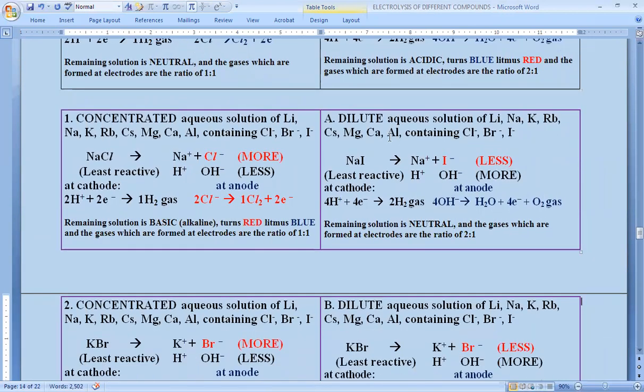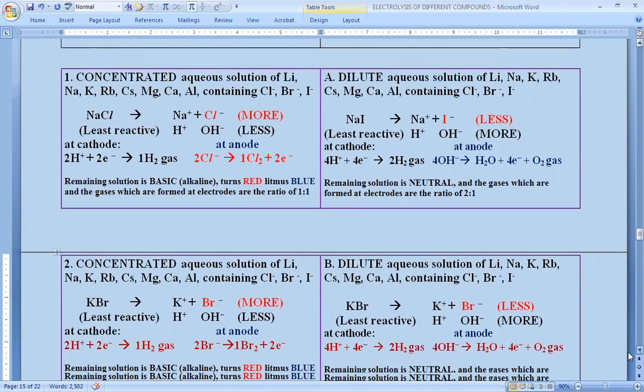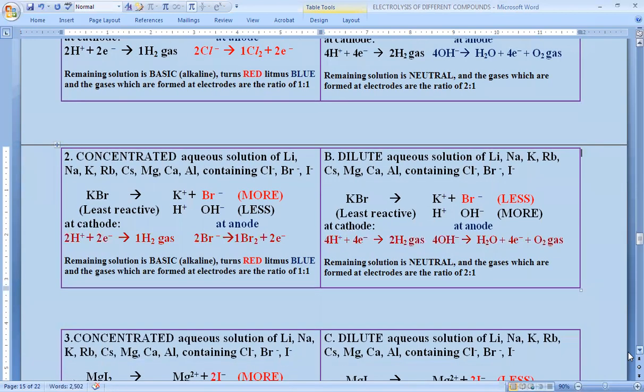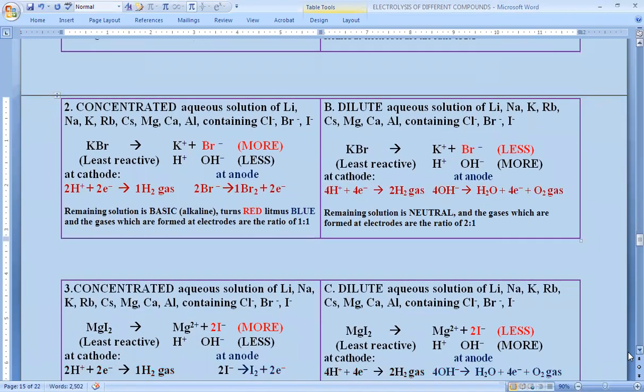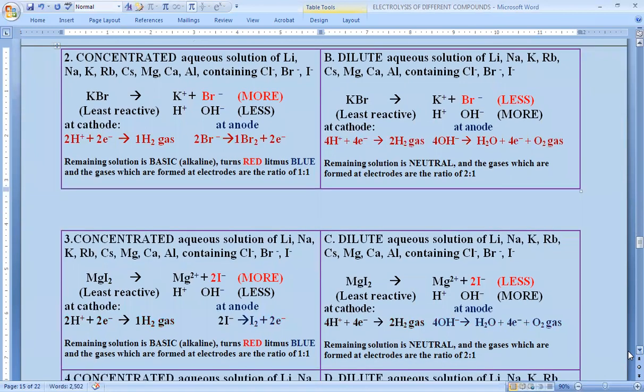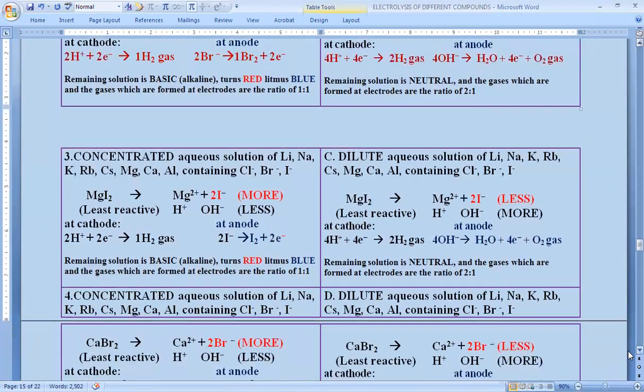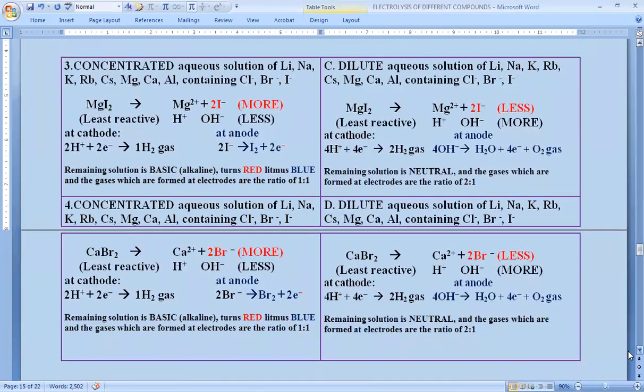Now, when dilute aqueous solutions of an ionic compound are electrolyzed, the solution is neutral, but the ratio of gases is 2 to 1. So we have different examples which have been shared for your easiness. Now the last case should be discussed.